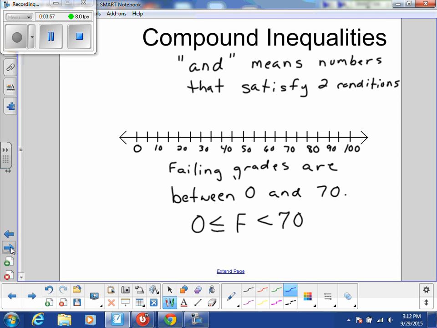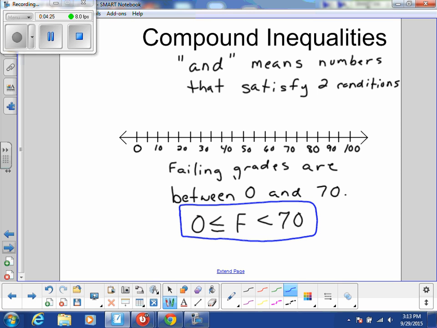All right, so a compound inequality that has the word and means numbers that satisfy two conditions. Now, for example, for a grade to be failing, it has to be between 0 and 70. And I've written the inequality statement right here. Failing grades, we don't want those, are anything 0 or greater, up to but not including 70.